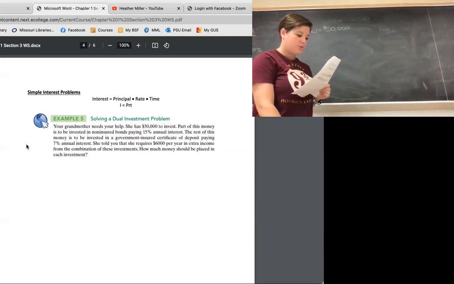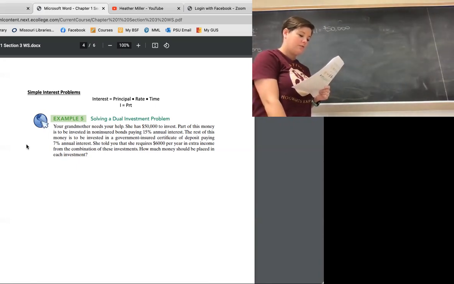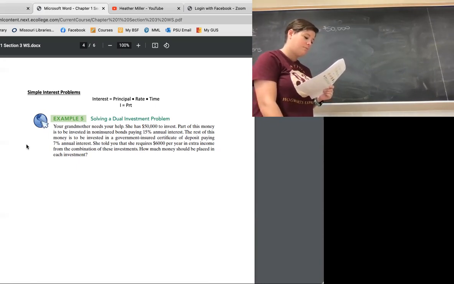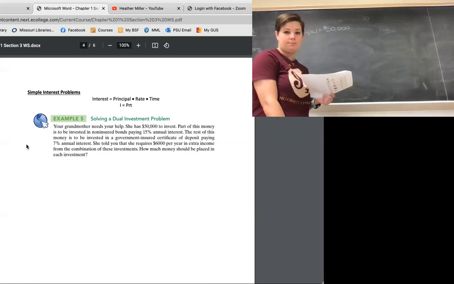Part of the money is going to be invested at a non-insured bond at 15% annual interest. The rest is going to be invested at a government insured certificate of deposit paying 7%. Okay. Grandma told you that she requires $6,000 per year in extra income based on these two investments. So how much money should be placed in each investment?